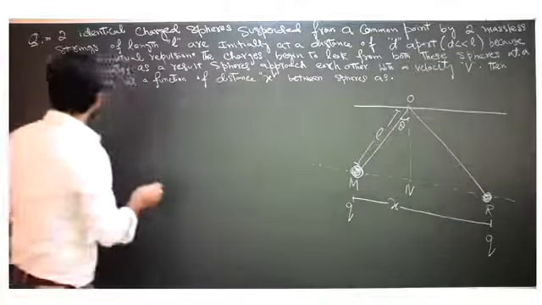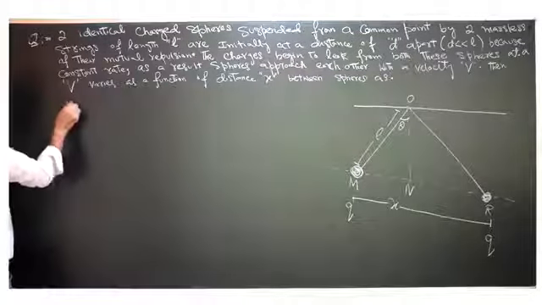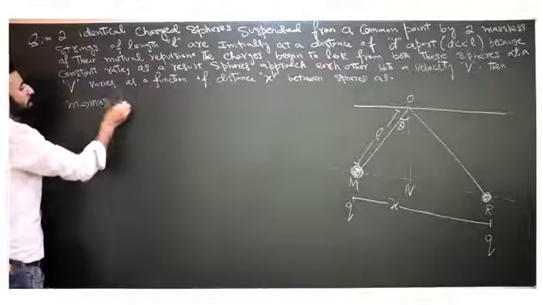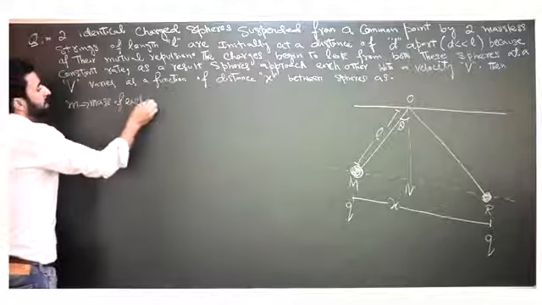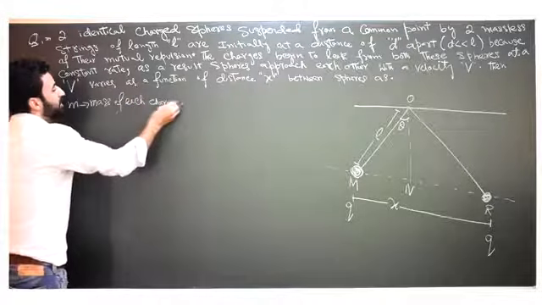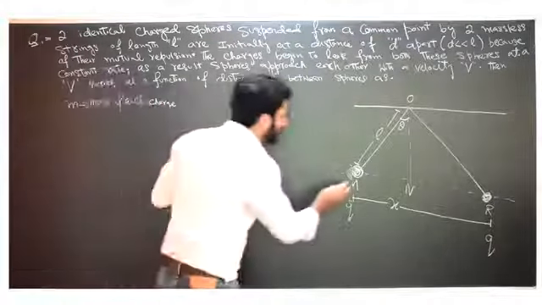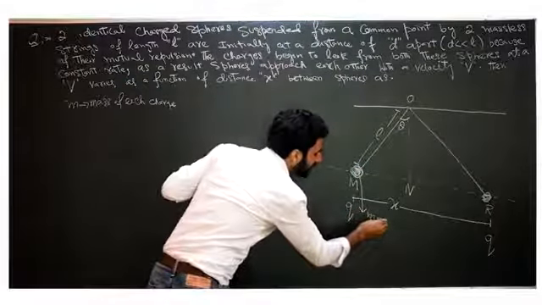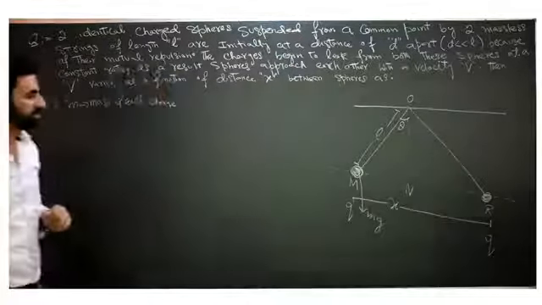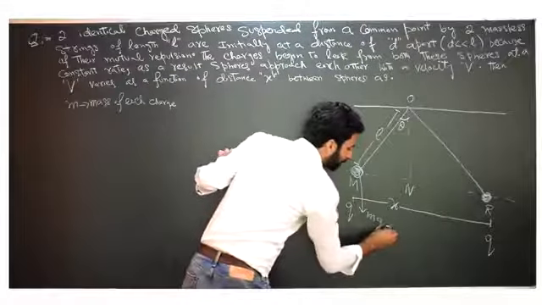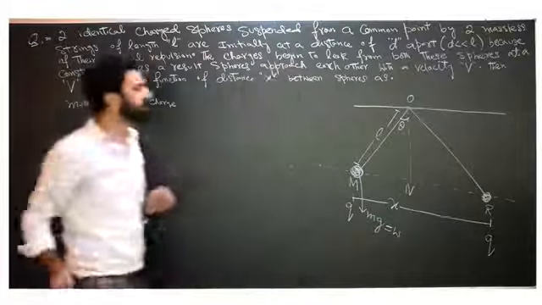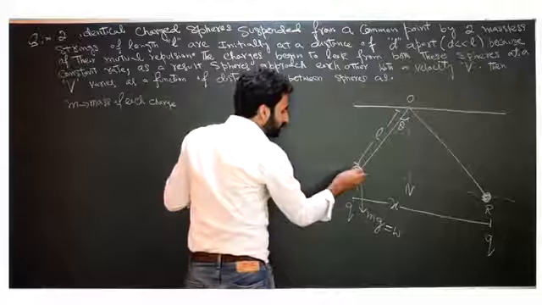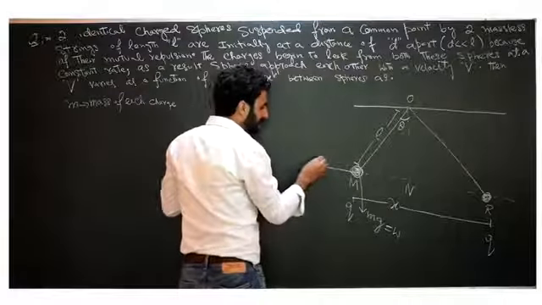Now suppose m is the mass of each charge. The various forces acting on it: there is one force, the weight of the body acting vertically downwards, mg, where g is the acceleration due to gravity. This is one force. The second force is the electrostatic force of repulsion in this direction.